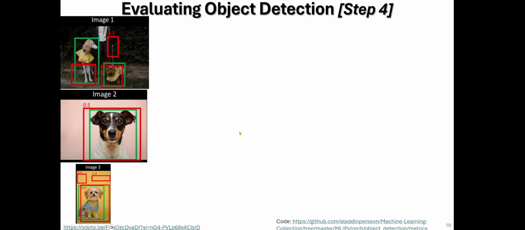I adapted this from Aladdin's YouTube channel. You can find the link here, and the code for the object detection metrics, nicely done by him, at this link. So please refer to that. If you see here, there are three separate images and the predictions are shown in red. So red is prediction and green is your ground truth.